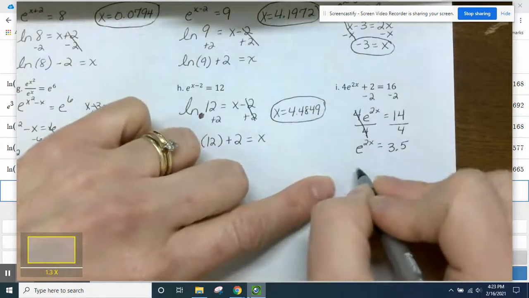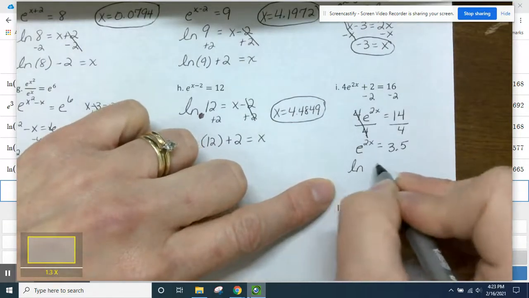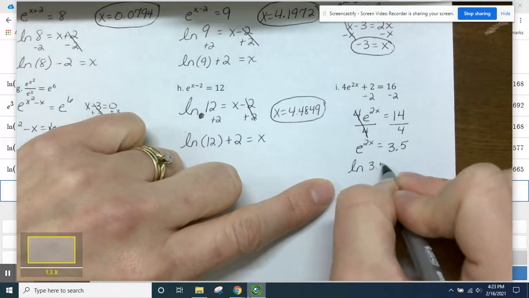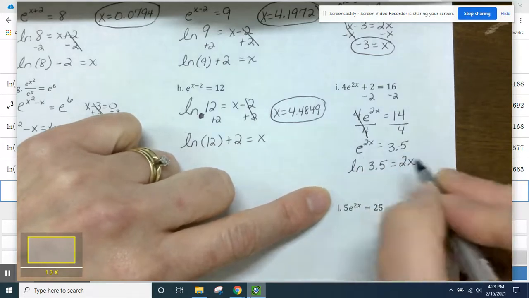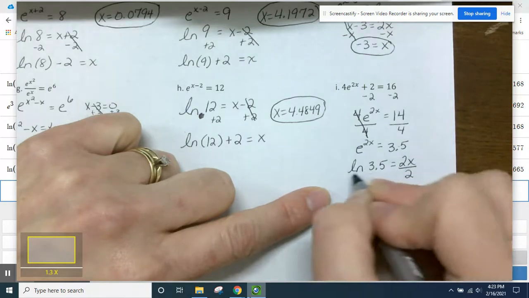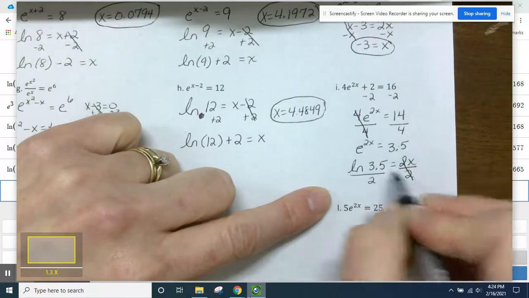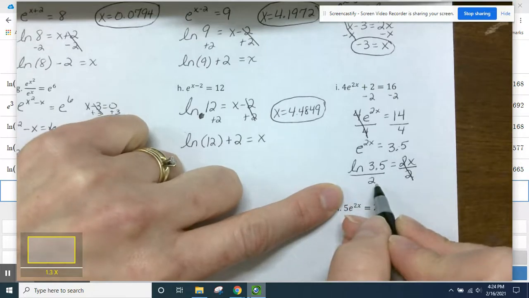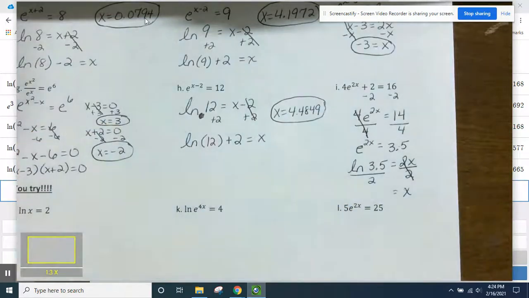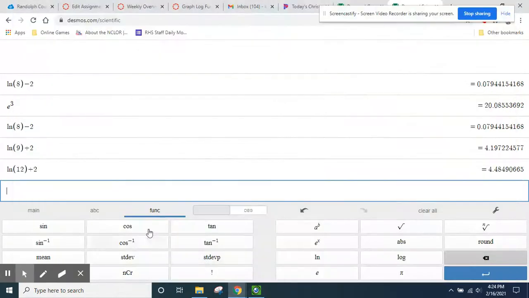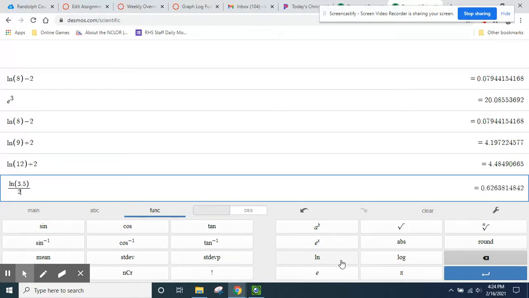Okay, now we're going to rewrite this as a natural log. So the natural log of 3.5 has to equal 2x. All right, to solve for x, we're going to divide by 2 on both sides. Now, you're not going to do 3.5 divided by 2. You're going to do the natural log of 3.5 divided by 2 to come up with your x. So let's go type that in. Okay, so we have the natural log of 3.5, and then that's divided by 2.